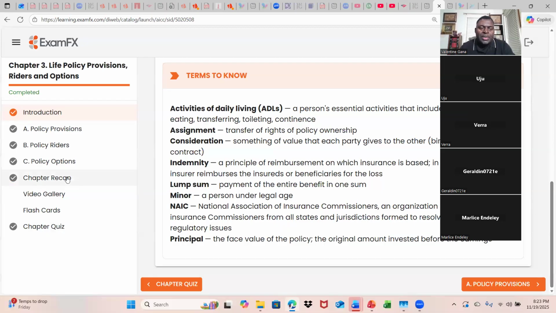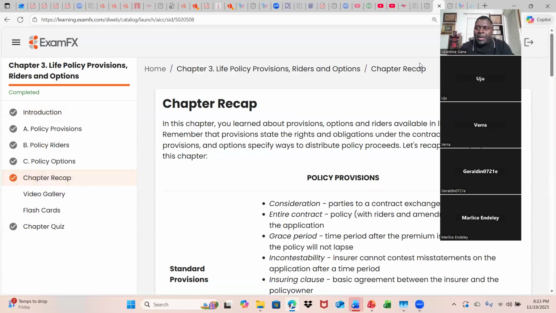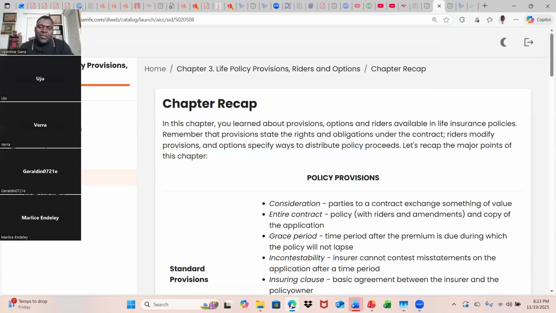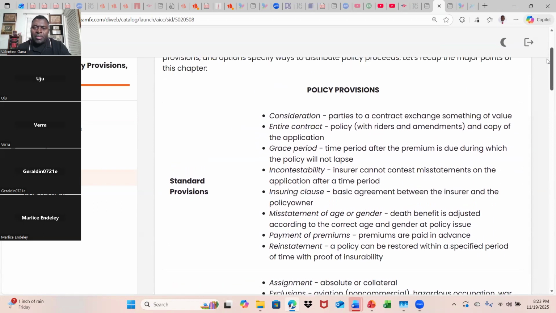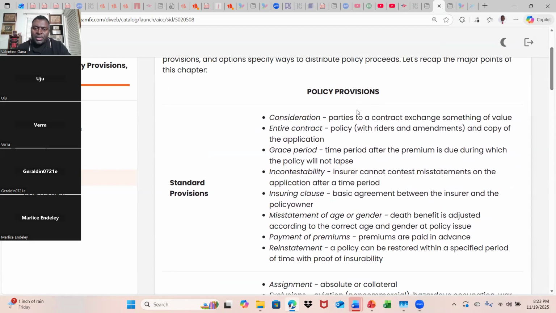So let's go to the chapter recap here. And again, you don't need to read the entire chapters. If you really focus on these chapter recaps and then do the quizzes and then listen to those videos, you're going to be good. So, chapter recap here. First, we're talking about policy provisions.